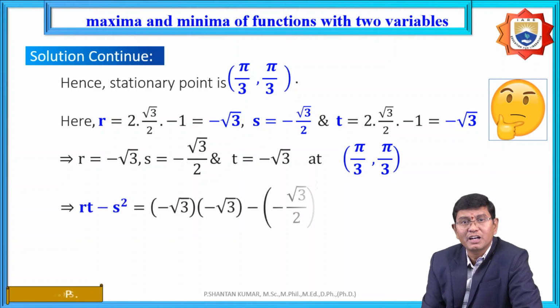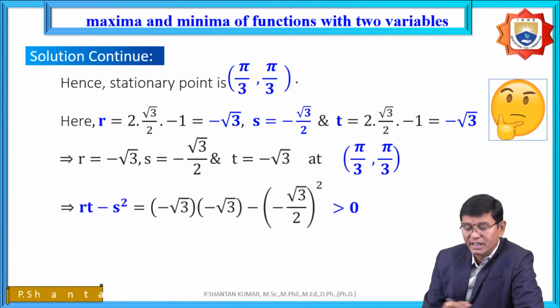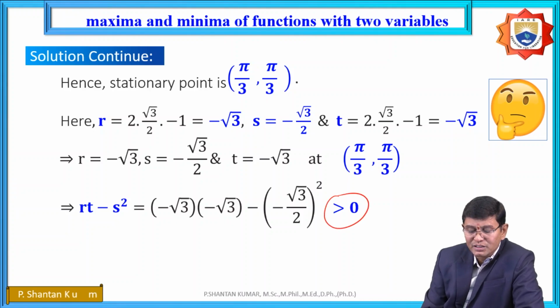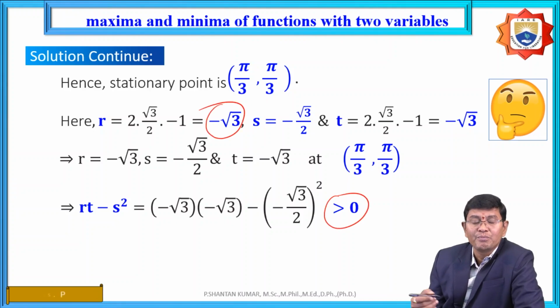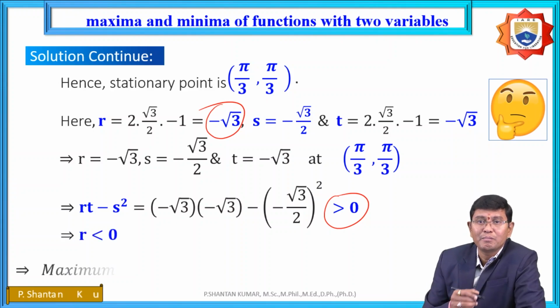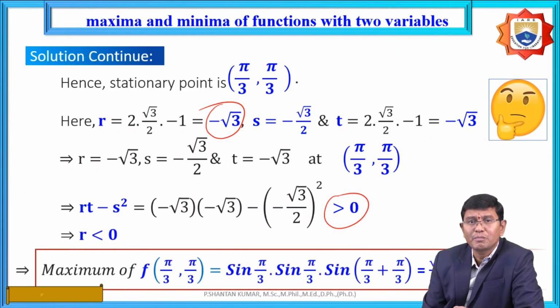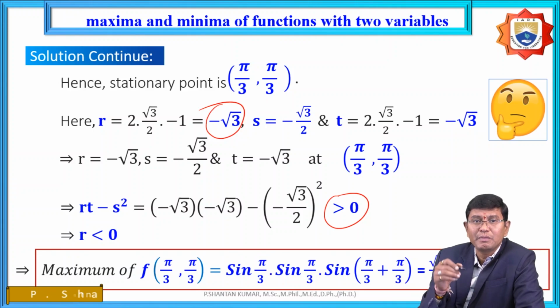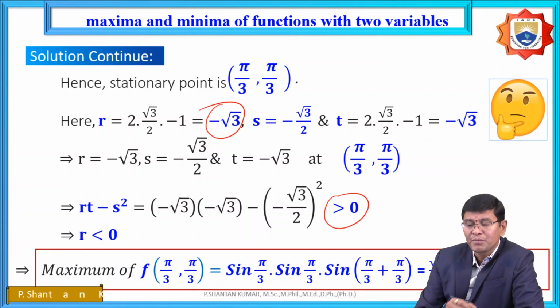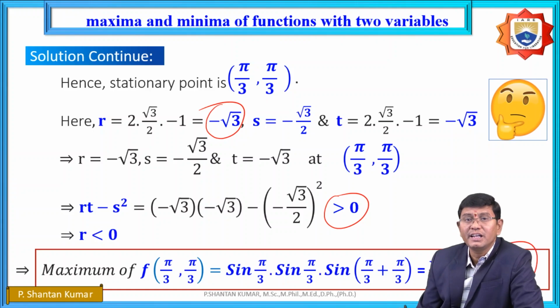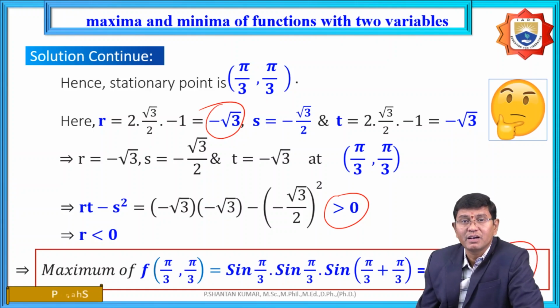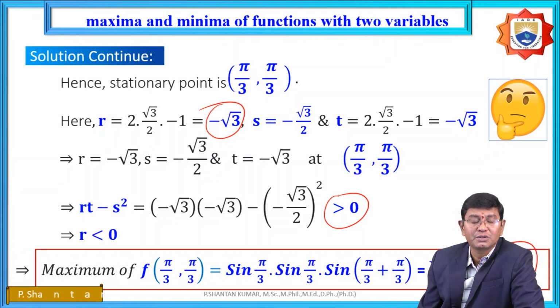Therefore, with the help of rt minus s square, the value is clearly greater than 0, and moreover r is less than 0. Therefore, the function is a maximum function particularly at pi by 3, pi by 3. Therefore, for the maximum value we need to substitute this particular point in the given function. We obtain clearly 3 into root 3 by 8 as the value. That means x equal to pi by 3 and y equal to pi by 3.